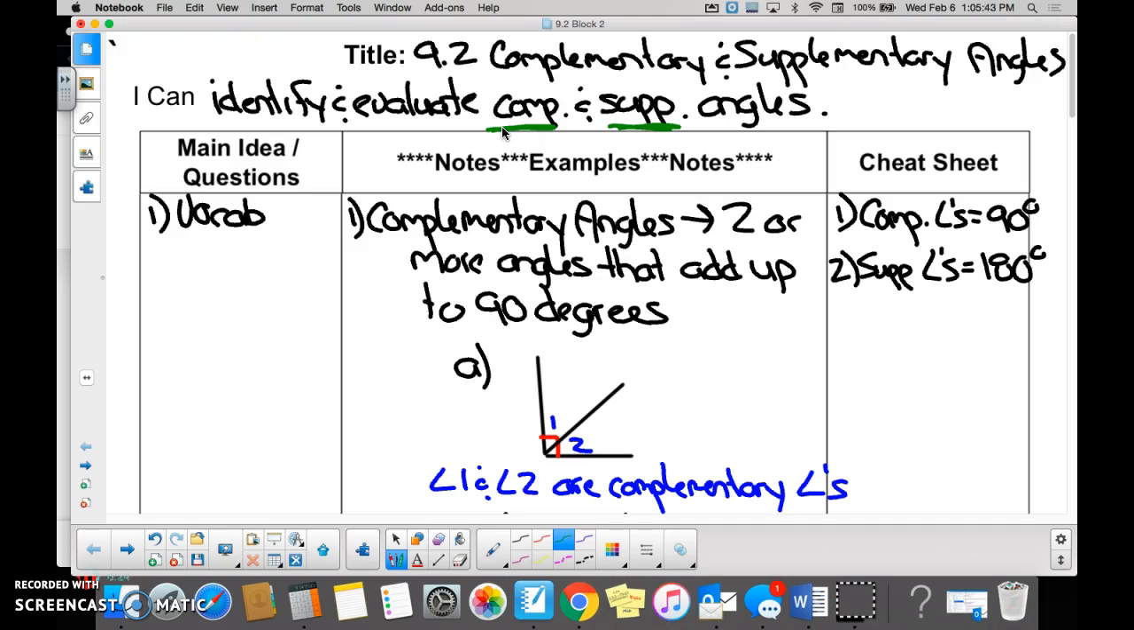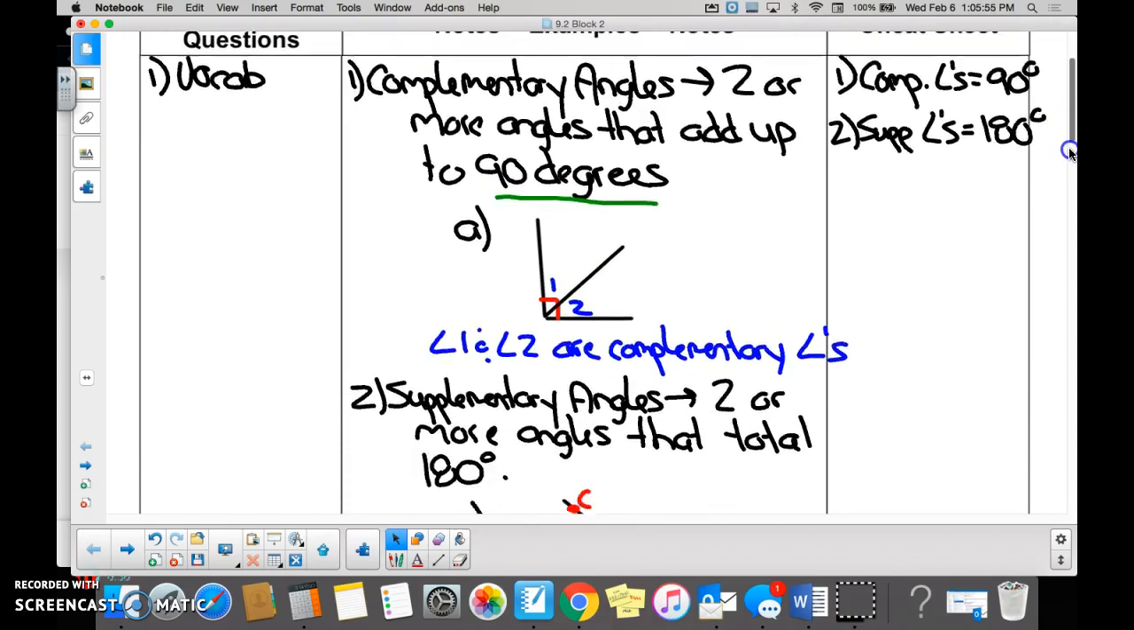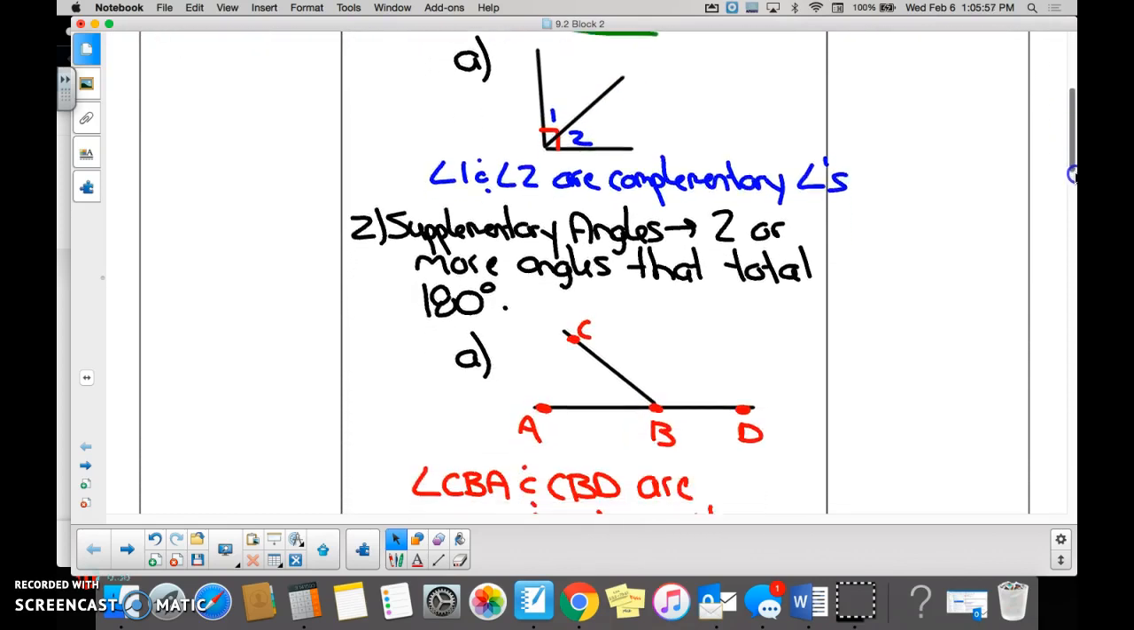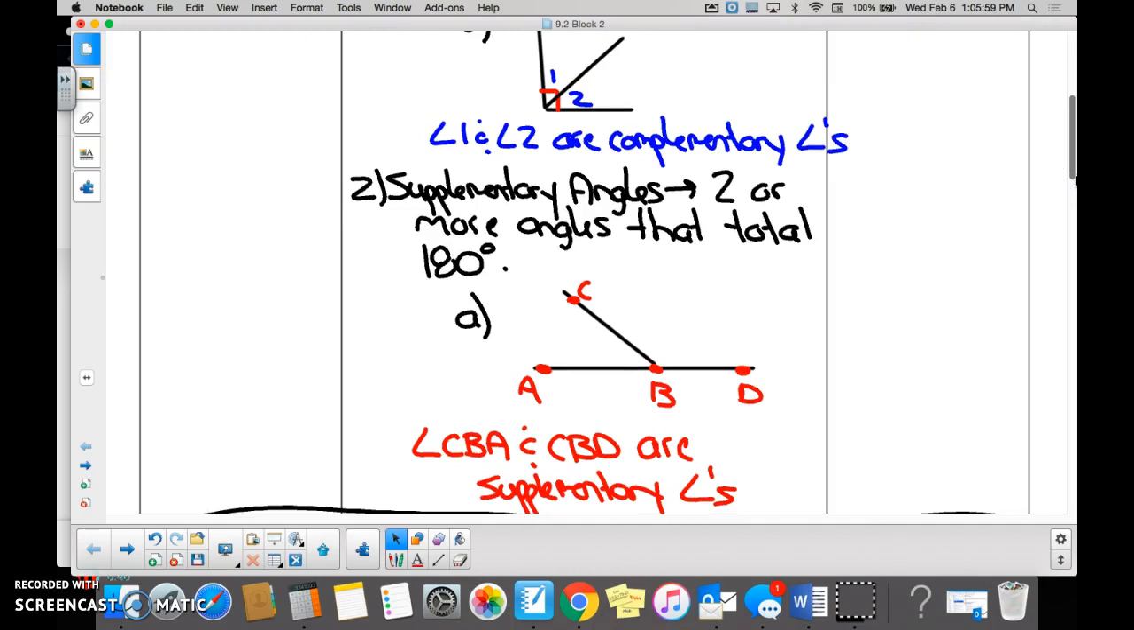Complementary angles add up to what? 90. Okay, I like the voice. I just want that a little quicker. Complementary angles total 90 degrees. I gave you an example of complementary angles below number 1. Supplementary angles add up to what? 180. I like that, much better.